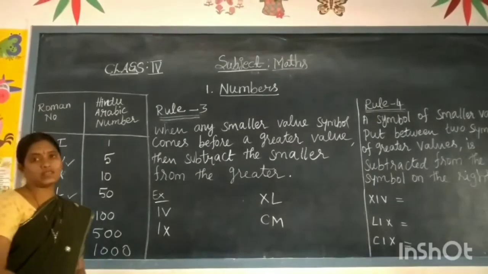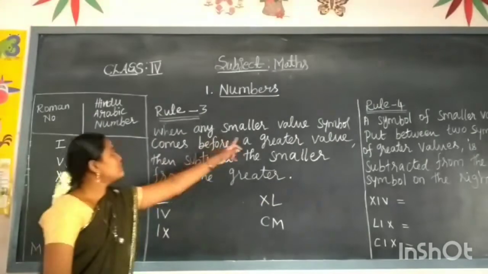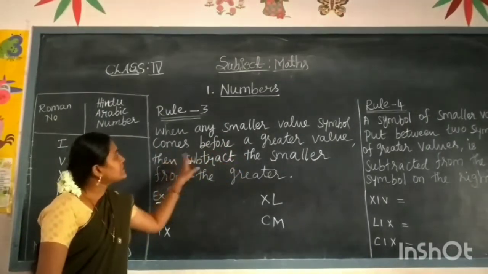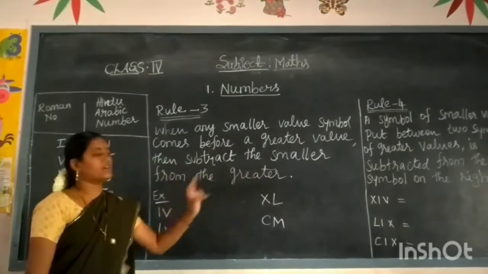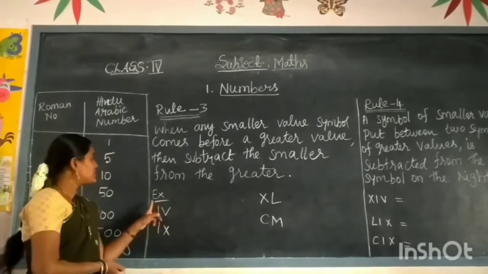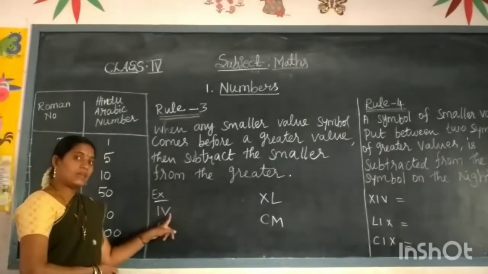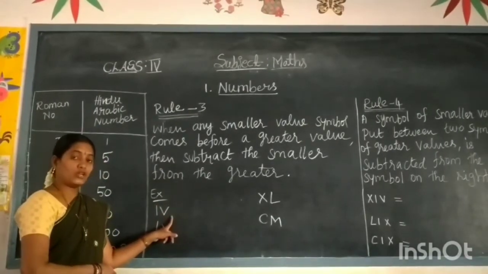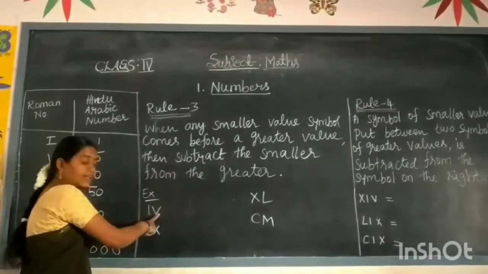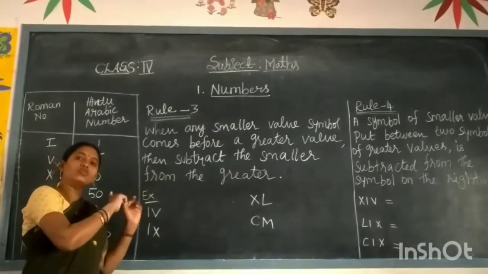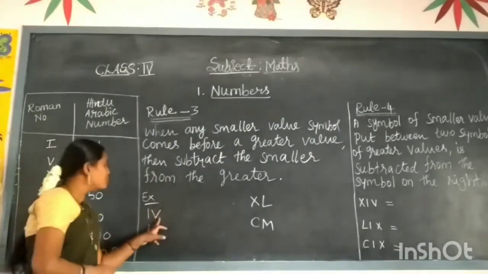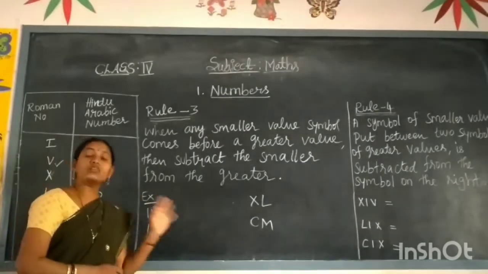Now, rule 3. See, when any smaller value symbol comes before the greater value, then subtract the smaller from the greater. See, what is rule 2? First, the greater number will come, later the smaller number will come, no, in rule 2. But in rule 3, first the smaller number is coming, then the greater number is coming. In rule 2, both the numbers we have added. But here in rule 3, from the big number we have to subtract the small number.